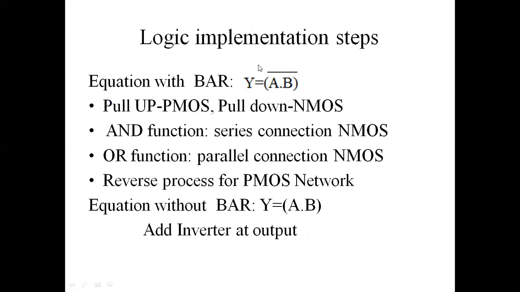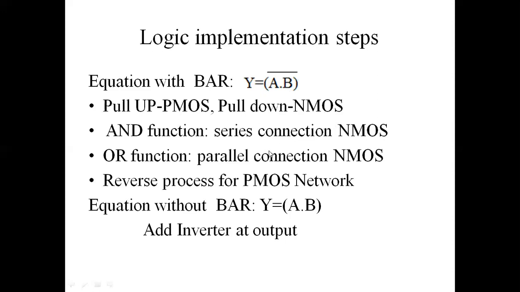So now whenever we are going to implement the different logics, what are the steps that we are going to follow? First of all, consider the equation with a bar. So here the equation is given. This is the equation for the NAND gate: (A dot B) bar. How to implement this equation? Generally the pull up is made up of PMOS and pull down is made up of NMOS. The AND function is implemented by the series connection of the NMOS. OR function is implemented by the parallel connection of the NMOS. Means here we are going to implement the downward network first, means the network formed by the NMOSFET.